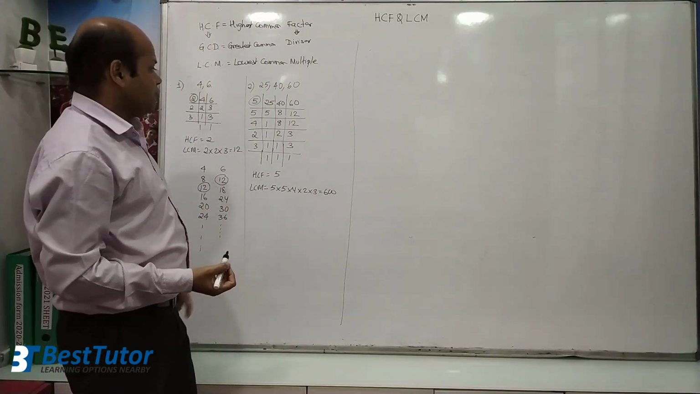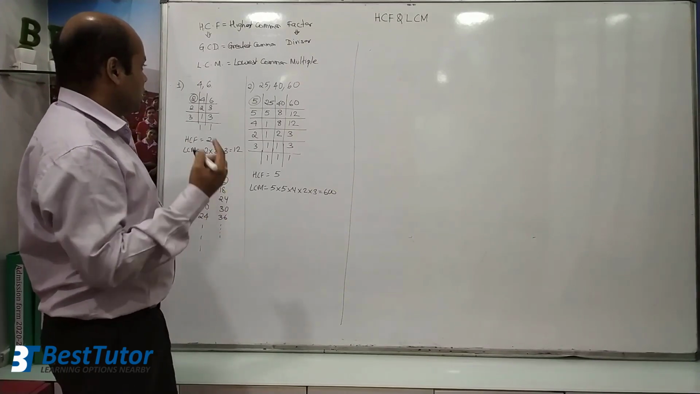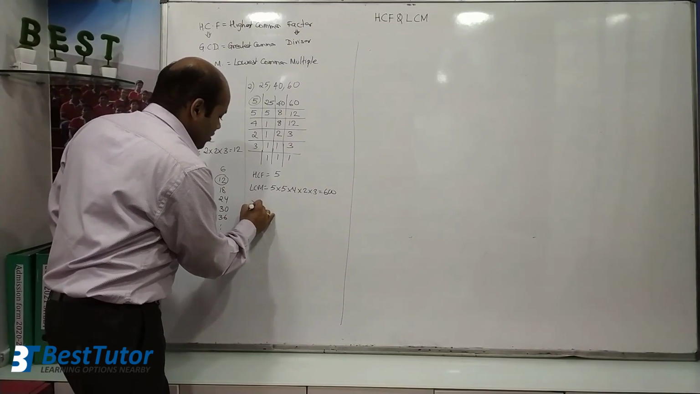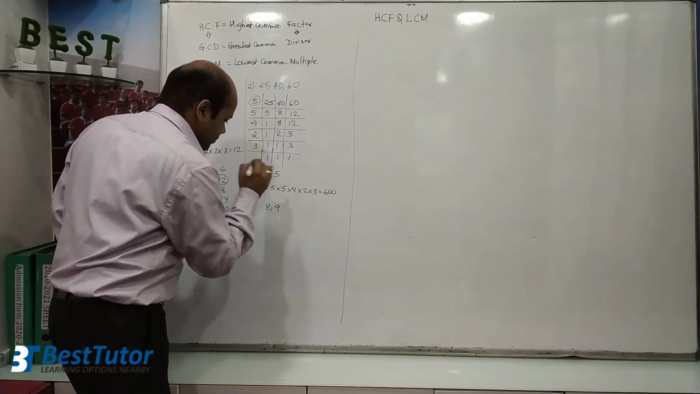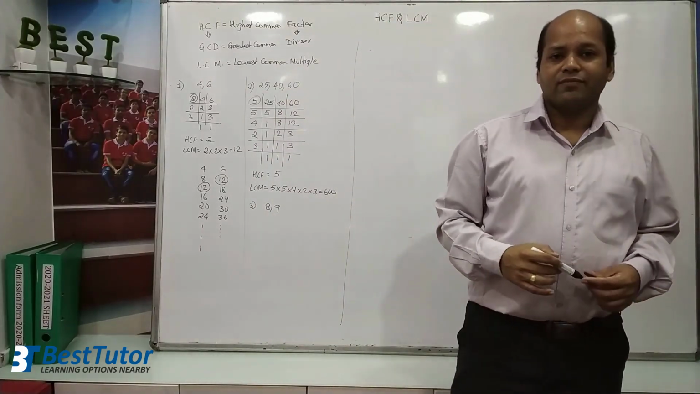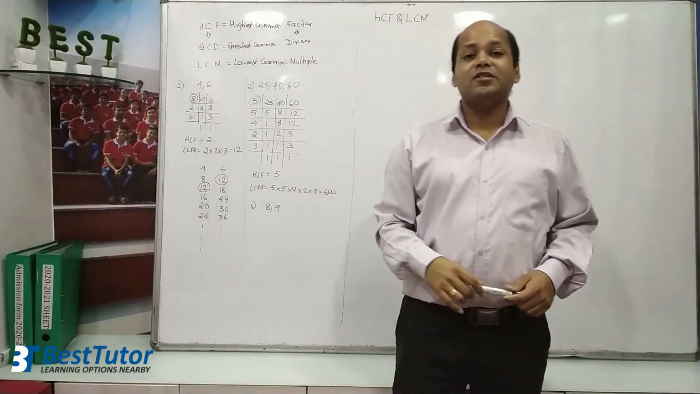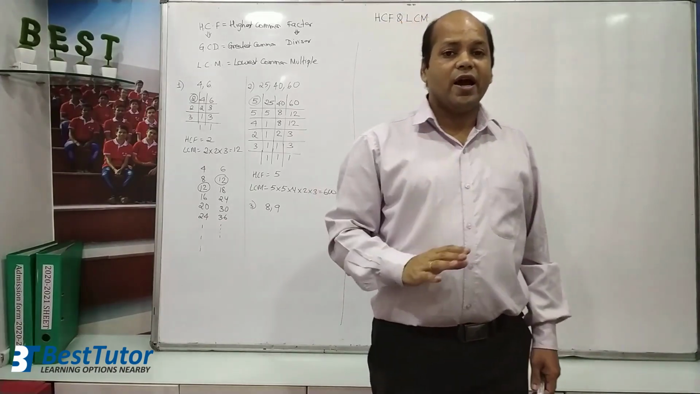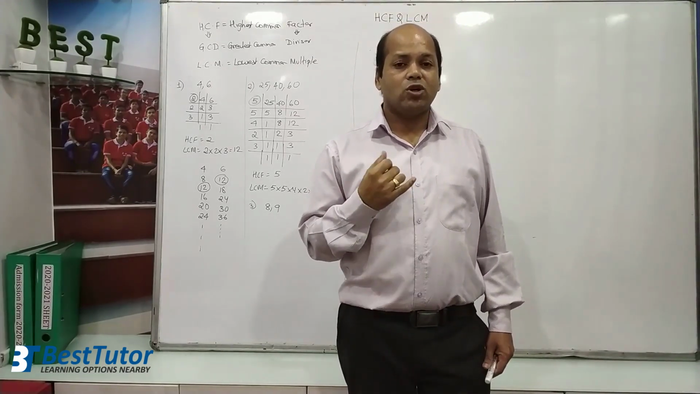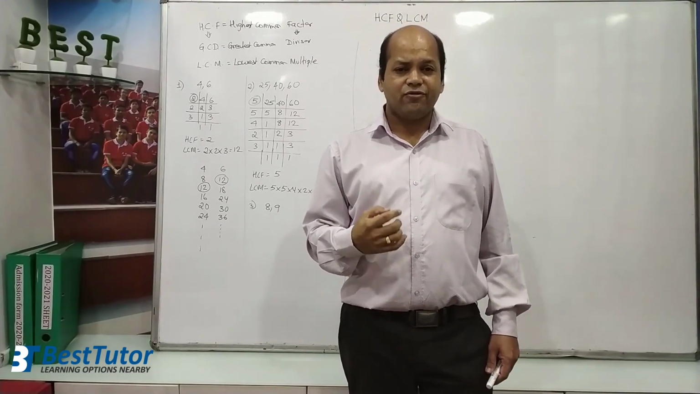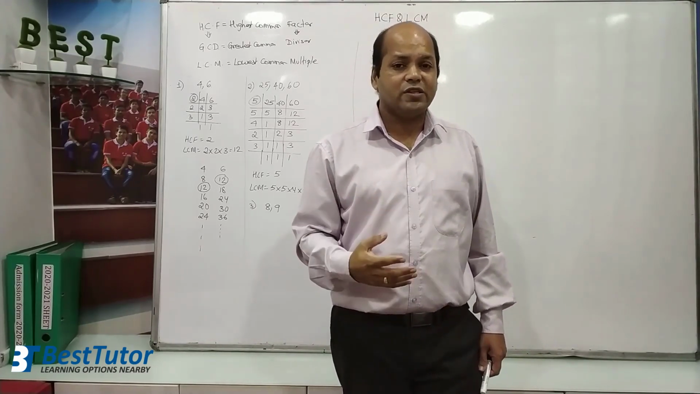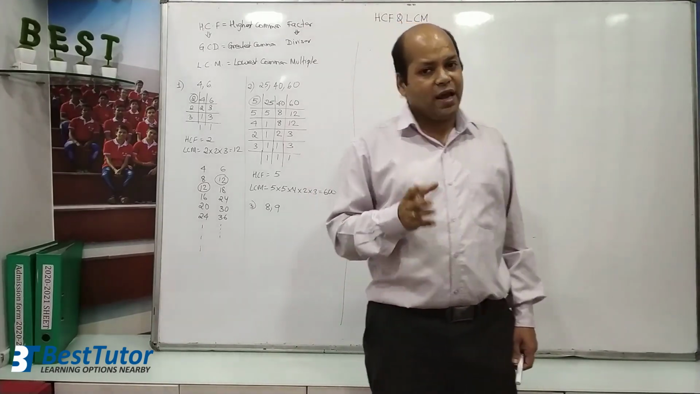Right? This is the first method of finding HCF and LCM. I'll take another example as a last example of practice, then more concepts. If I give you the numbers 8 and 9, is 8 a prime number? What are prime numbers? Numbers which are divisible by 1 and itself only. No other number divides them. So we talk about 2, 3, 5, 7, they are prime numbers because they are not divisible by any other number other than 1 and themselves.